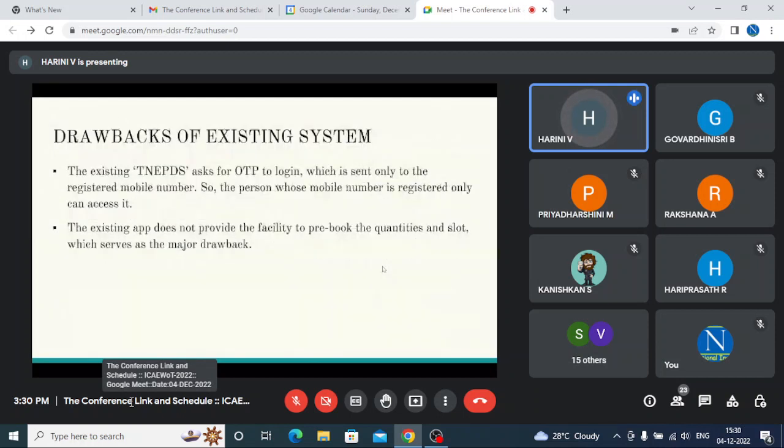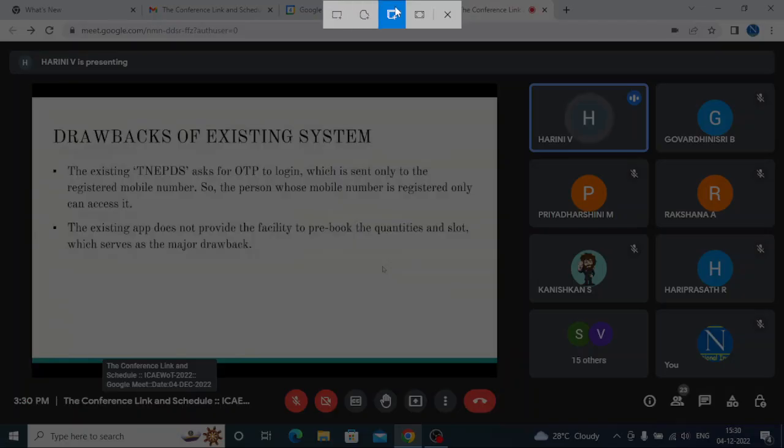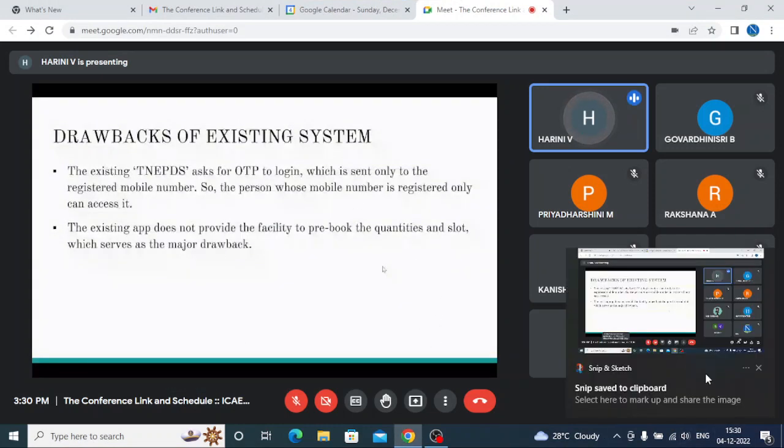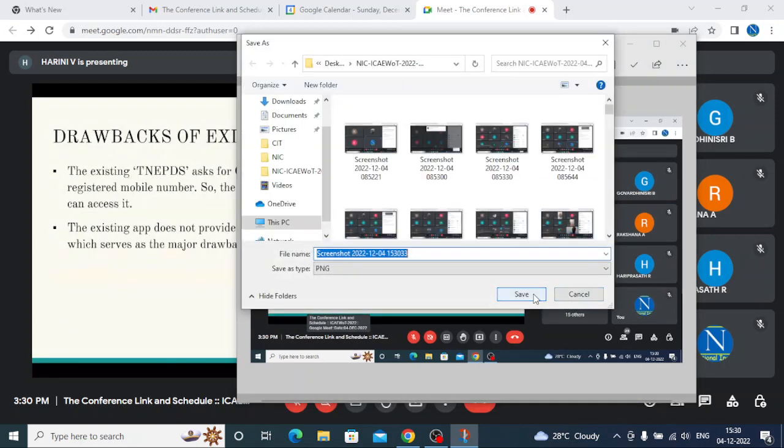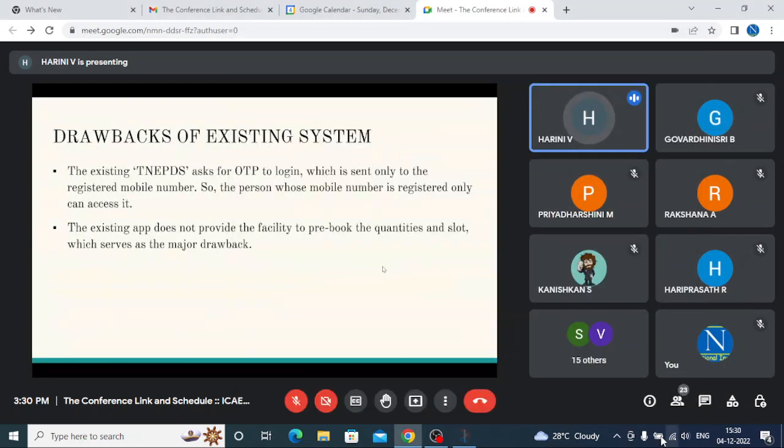Already, if you have looked, there is an app named TNAPDS, which just asks for an OTP to log in. In our current system, only one person's mobile number of a particular family is registered in the smart card, and if we want to log into the existing TNAPDS app, the OTP is sent to that person's mobile number alone. That's a problem for all of the family members to access that app. This is one of the major drawbacks of the existing system. And in the existing system, we do not have a facility to pre-book the products which we want.